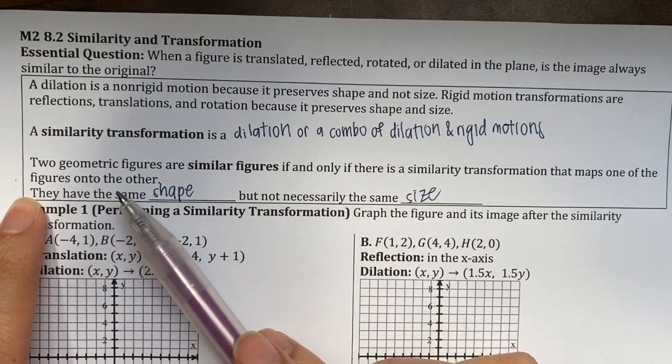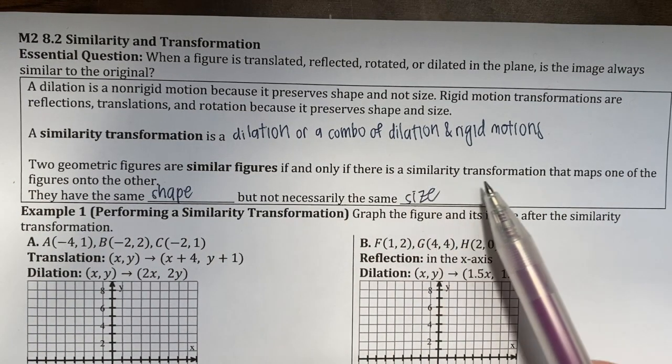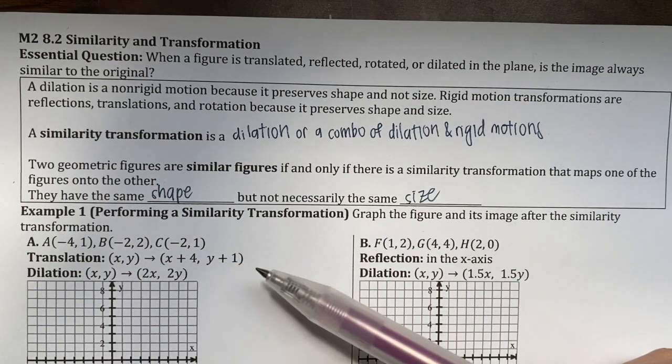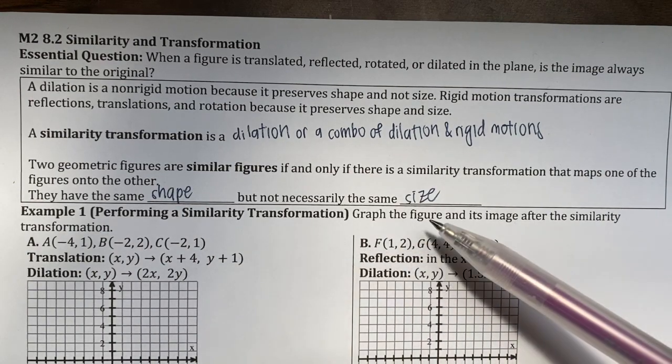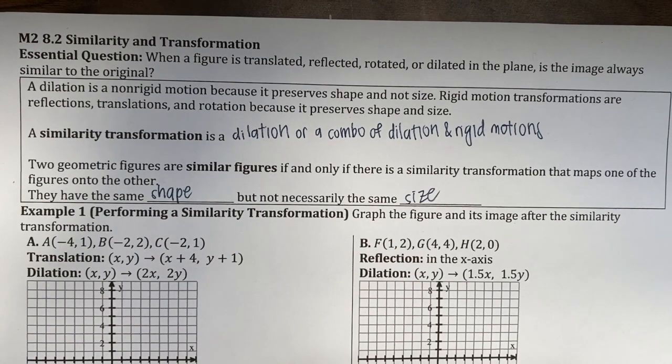Now, two geometric figures are considered similar if and only if there is a similarity transformation that maps one of the figures onto the other. They have the same shape, but not necessarily the same size. So later in example 2, we're going to be describing those similarity transformations. Don't worry too much about that right now. That's just vocab. Now, we're going to get started on example 1.